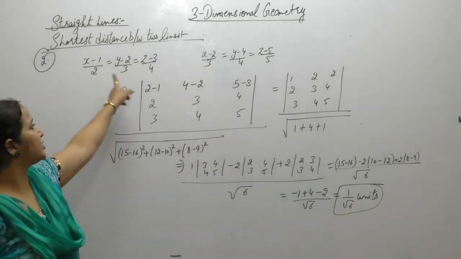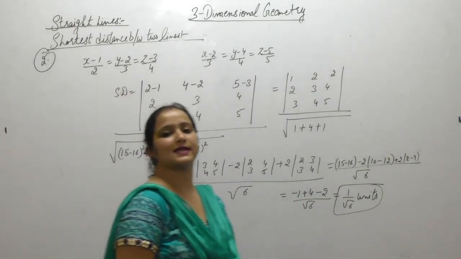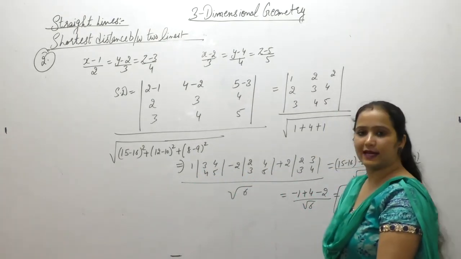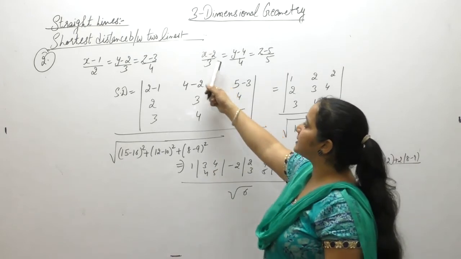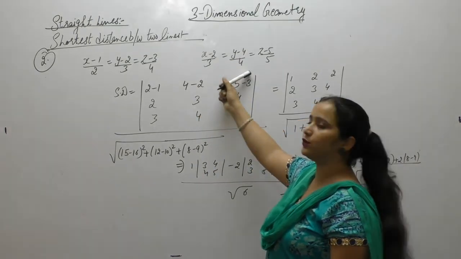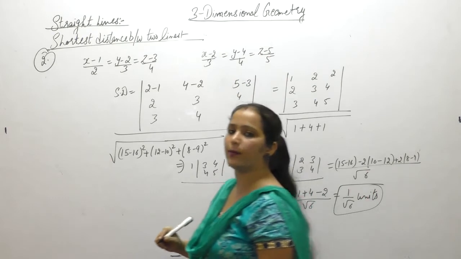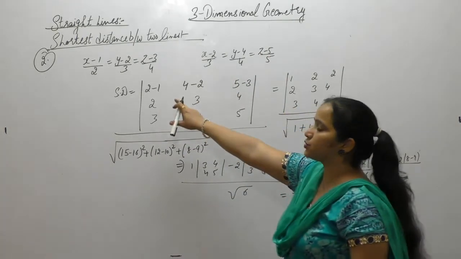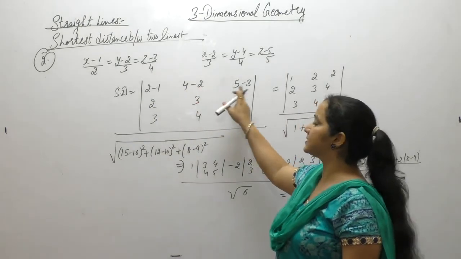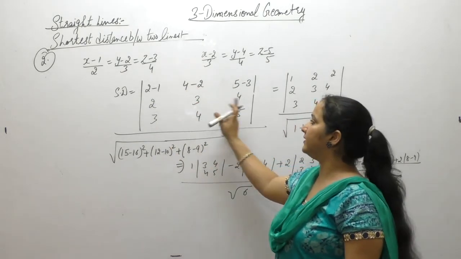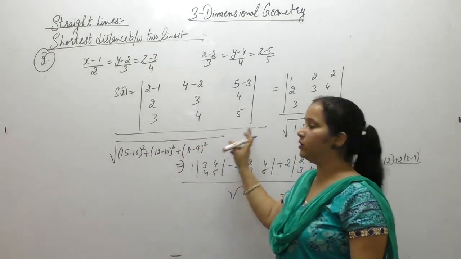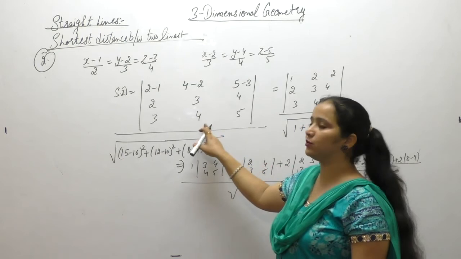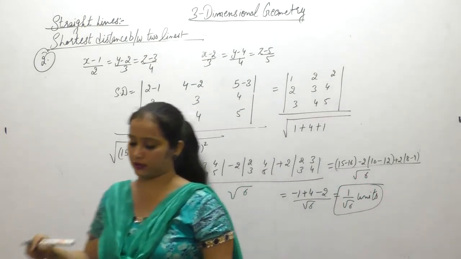Compare these equations with the general equation x minus x1 upon a1, y minus y1 upon b1, z minus z1 upon c1, x minus x2 upon a2, y minus y2 upon b2, z minus z2 upon c2. Then we have the formula for shortest distance: x2 minus x1, y2 minus y1, z2 minus z1, a1 b1 c1, a2 b2 c2, upon b1 c2 minus c1 b2 whole square and so on.